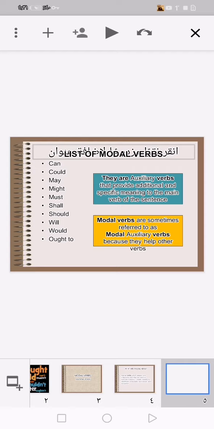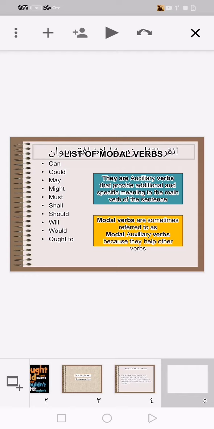Examples for modal verbs or a list of modal verbs such as can, could. يعني نحكي can in the present form or in the present simple. In the past simple, it changes to could, may, might, must. تبقى نفسها must. بالsimple present نفسها وبالpast simple أيضا نفسها must. Shall, should, will, would, ought to تبقى نفسها ought to.